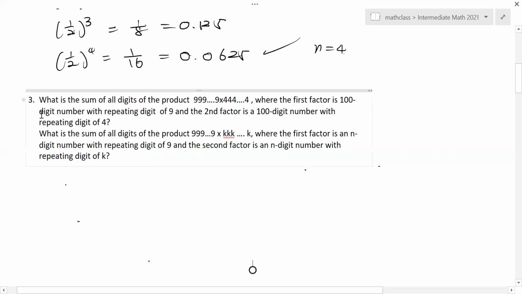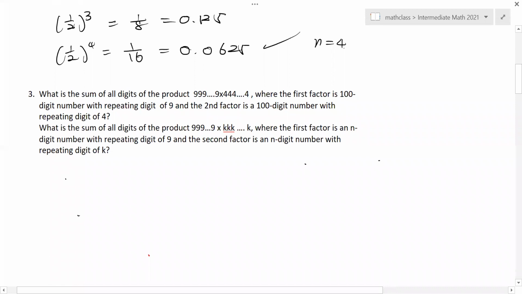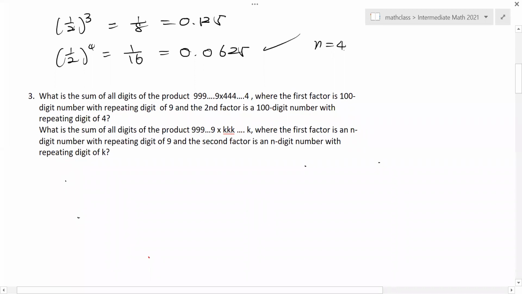Well, okay. I copied it twice, right? No, that's the second question. So what is the sum of the digits of the product when I replace 4 by k, where the first factor is an n digit number with repeating digits 9, I just generalize it, and the second factor is an n digit number with repeating digit k. Okay, so that's a little bit more general, right? And when k equals 4 and n equals 100, that's the first question.